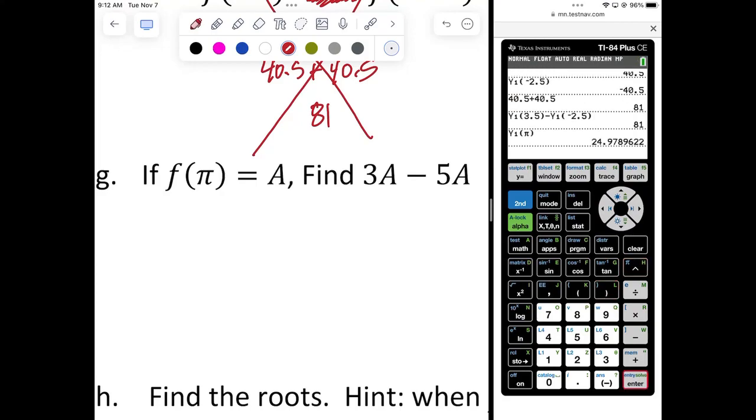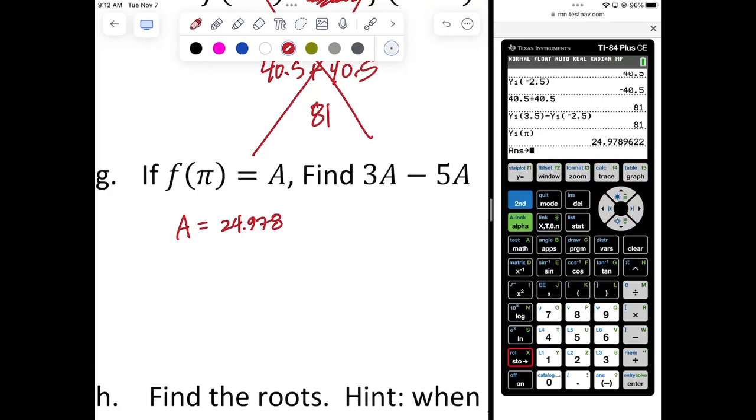Okay, you hit that, and then we get a. It says to call it a, so we're going to get a equals 24.978. Now, how do I store that as a? If you just hit store, which is on the left-hand side right above the on button, it'll take the answer from the previous line, and it'll put an arrow.